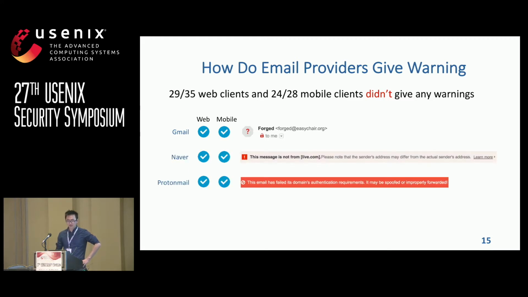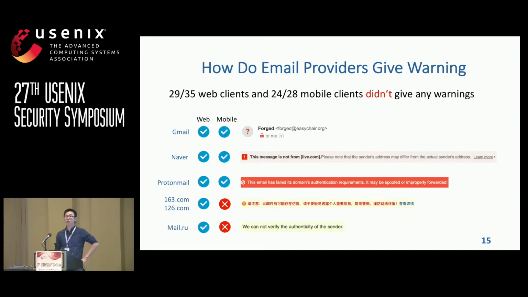Liver.com from Korea and ProntoMail also both provided warnings on web and mobile clients. They used a text box to explicitly tell users they cannot verify the sender. 163.com, 126.com, and Mail.ru only provide warnings on the web client. They also explicitly tell users they cannot verify the sender. So the warnings here are not consistent: only a few email providers are actually providing warnings, and it's not consistent across web and mobile clients.